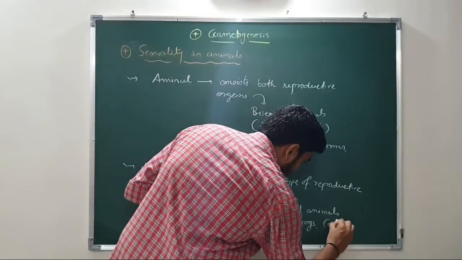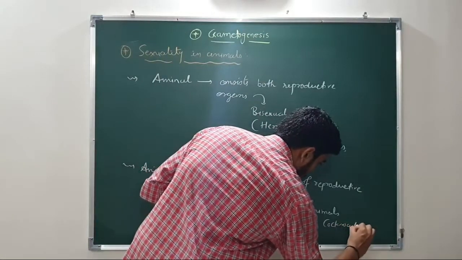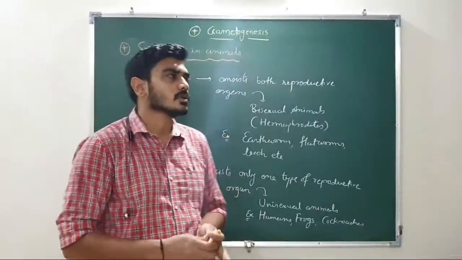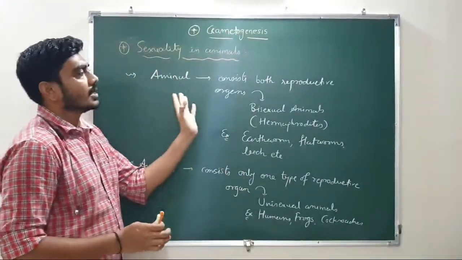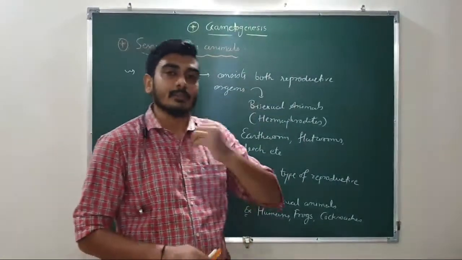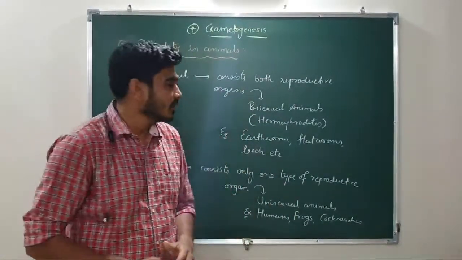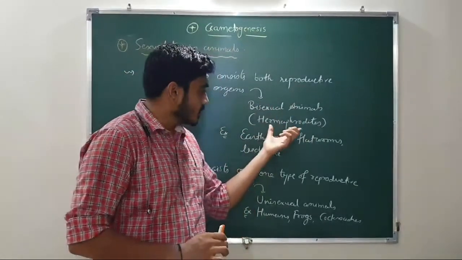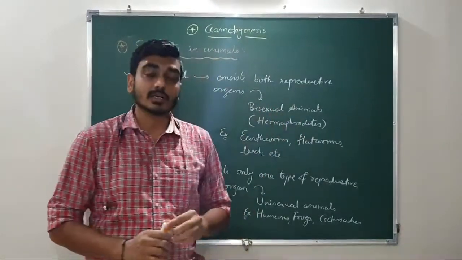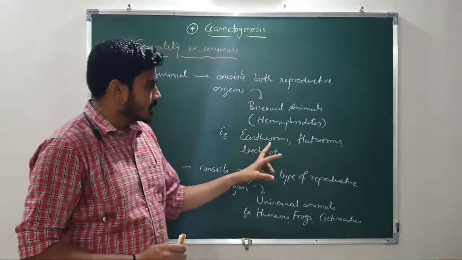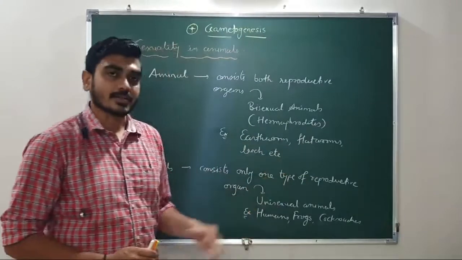Similarly, cockroaches are also unisexual animals, right? So here it is simple: if the animal consists of both reproductive organs, that means the animal is capable of producing both types of gametes, and those are known as bisexual animals. The other terminology which represents the bisexual condition in animals is hermaphrodites. The examples are earthworm, flatworms, leech, etc.